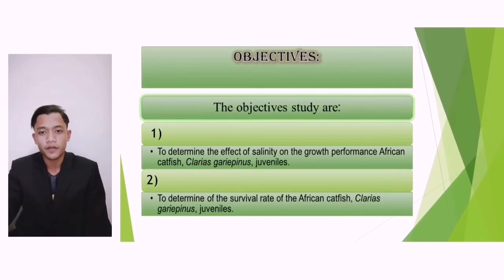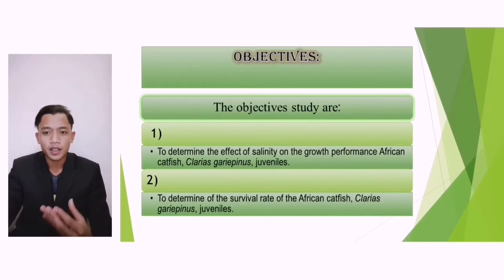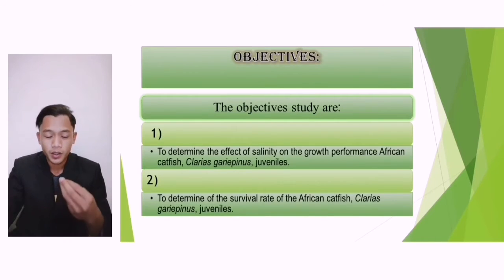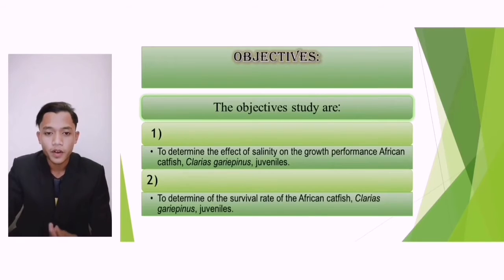For the objectives, the study aims to determine the effect of salinity on the growth performance of African catfish Clarias gariepinus juvenile. Number 2 of the objectives is to determine the survival rate of the African catfish Clarias gariepinus juvenile.